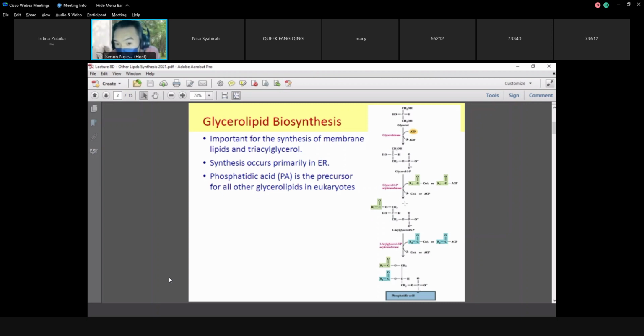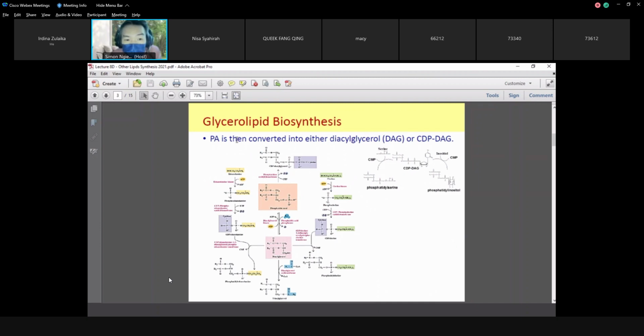The next 2 steps here basically involve the addition of fatty acids onto the remaining 2 carbons. Here you can either add a fatty acid with a CoA or a fatty acid with an ACP. Either one is okay. So one is being added, and then in the next step, same process, the second fatty acid is being added, therefore giving you the phosphatidic acid. This is the precursor or the starting material that is needed for the following conversion. Conversion into what? Either diacylglycerol, DAG, or your CDP-DAG.